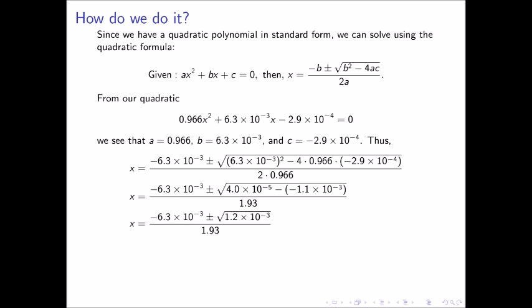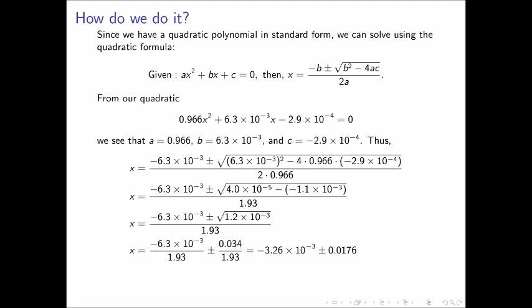Next, we can subtract under the square root sign. 4 times 10 to the negative 5 minus a negative 1.1 times 10 to the negative 3 gives 1.2 times 10 to the negative 3. At this point, I find it easier to break up our fraction into two individual terms, remembering to include the same denominator on both terms.